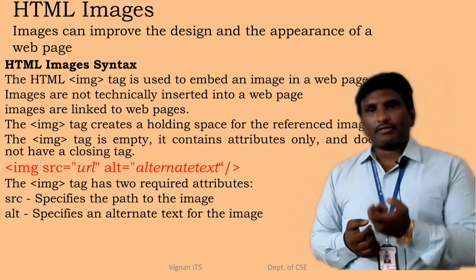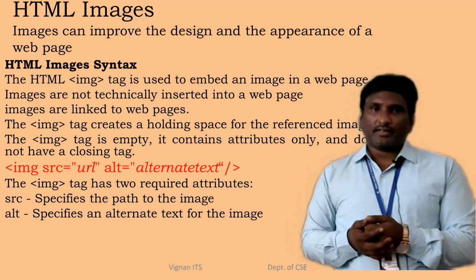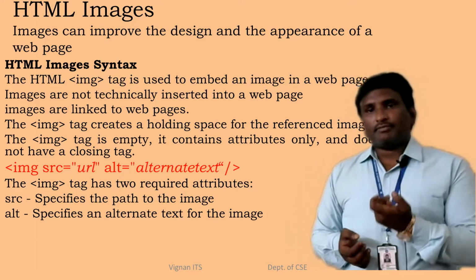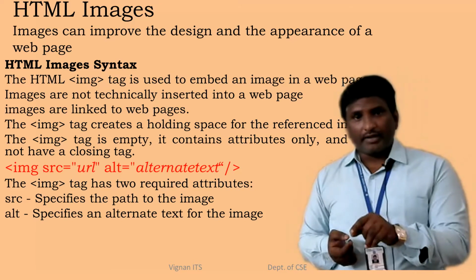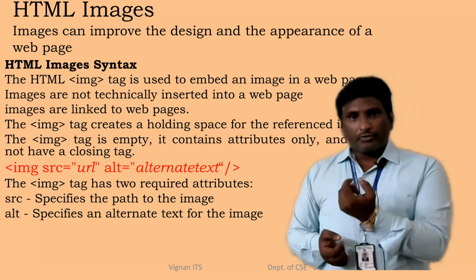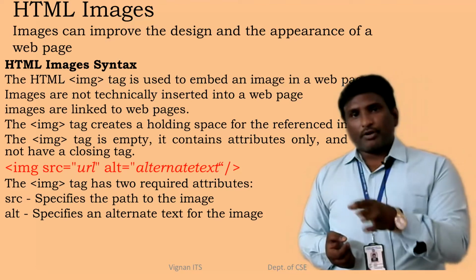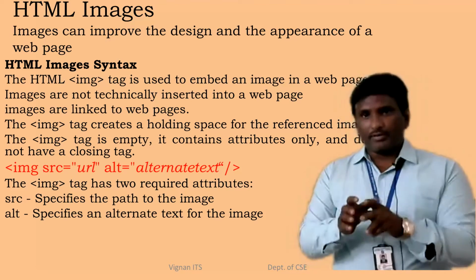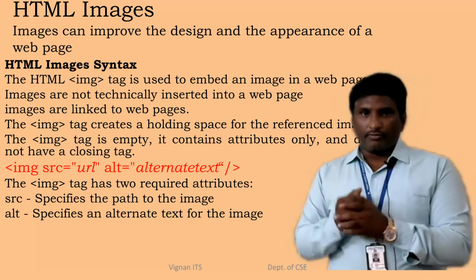Here there are two prerequisite attributes for the img tag. One is src, which specifies the path of the image, where the image actually resides. That is the path you should specify in the src. And alt is the message we write, which will be displayed whenever the corresponding image is not embedded into the web page, meaning the image will not be displayed on the web page.